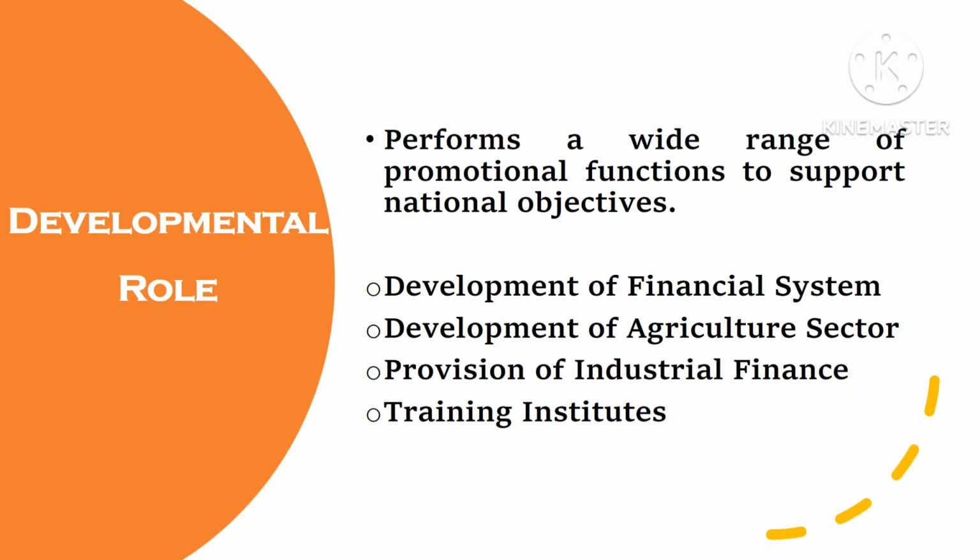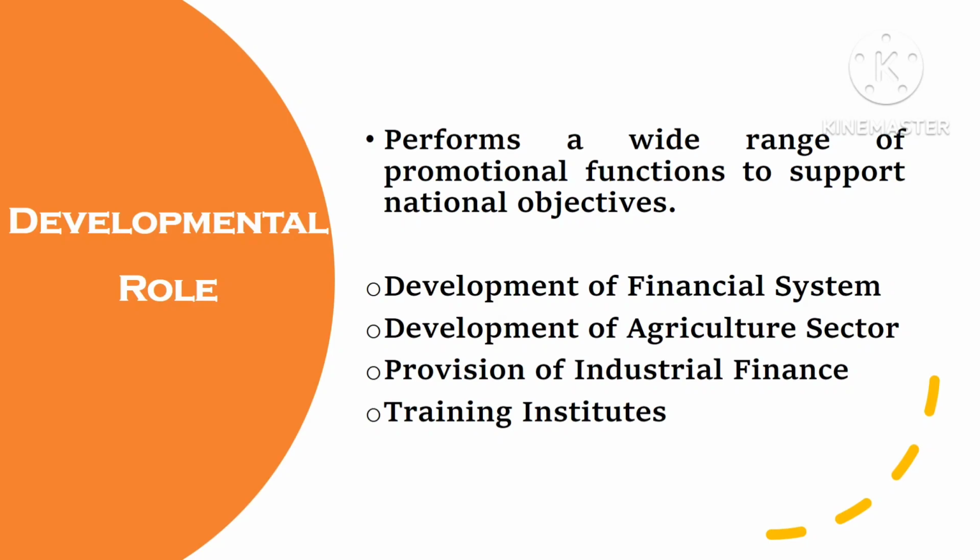Next, in the development of the agriculture sector, RBI has established institutions like NABARD and RRBs, which cater to the requirement of the agriculture sector. Next is provision of industrial finance. Rapid industrial growth is the key to faster economic development, for which special financial institutions such as ICICI Limited, IDBI Bank, SIDBI, then Exim Bank, etc. were set up by RBI, which focus on industrial financing.